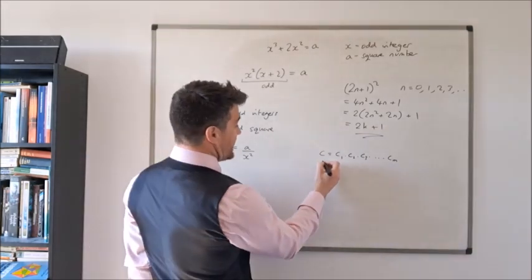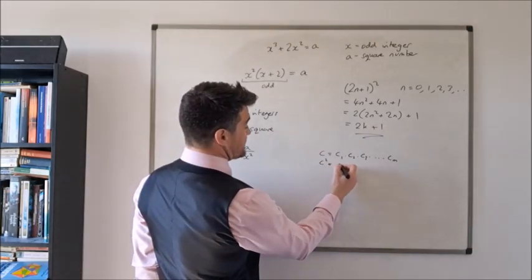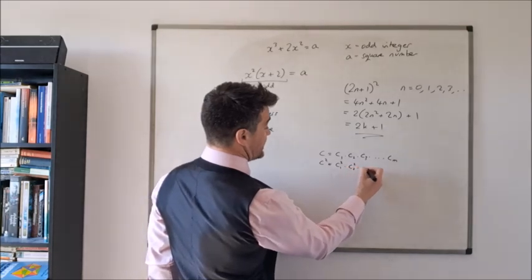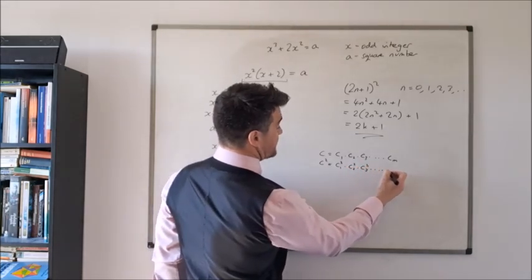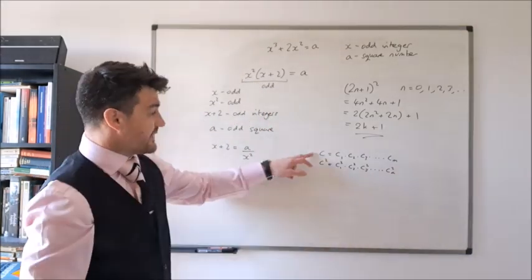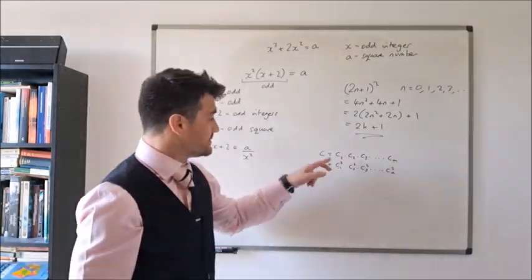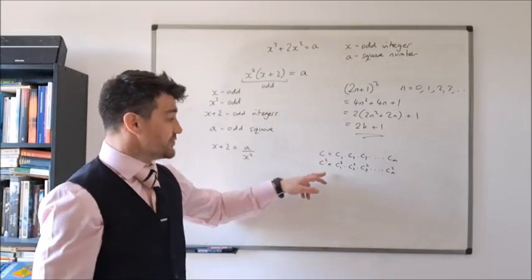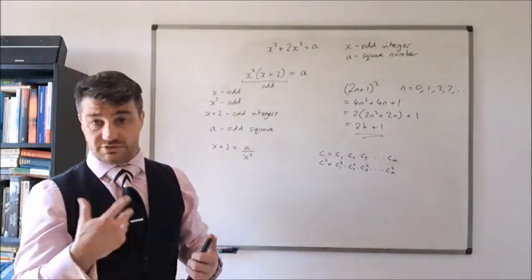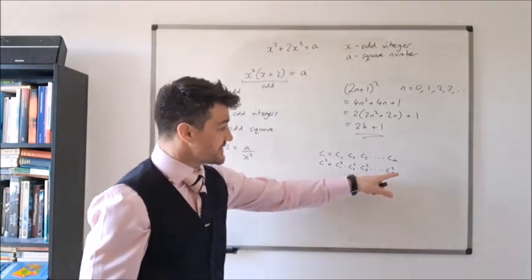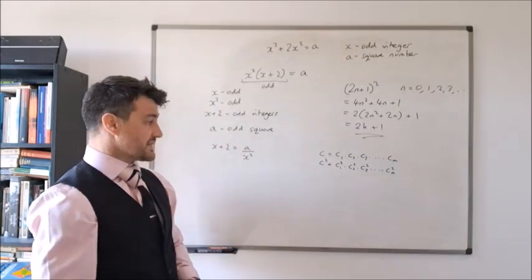Then c squared is going to be equal to c1 squared times c2 squared times c3 squared up to cm squared. In other words, however many factors c had, and some of these might be repeated, by the way, c squared will have double the number of factors. So if it's got double the number of factors, there must be an even number of factors. Again, some of these might be repeated.